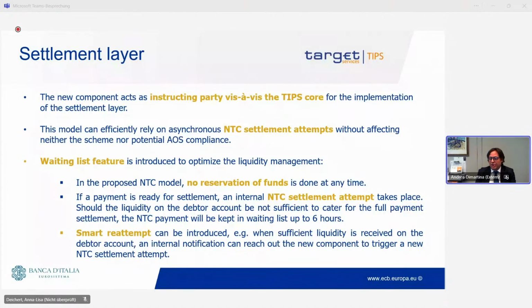So at that point of the platform, we will have both the instant and the near instant traffic at the same time in the same loop, but following the same rules. So the payment will be injected, will be processed immediately by the core, and in case there is a rejection due to, for example, lack of liquidity, the payment will be put in the waiting list for further processing after some time. So the waiting list feature is a key way to optimize the lack of reservation of funds.